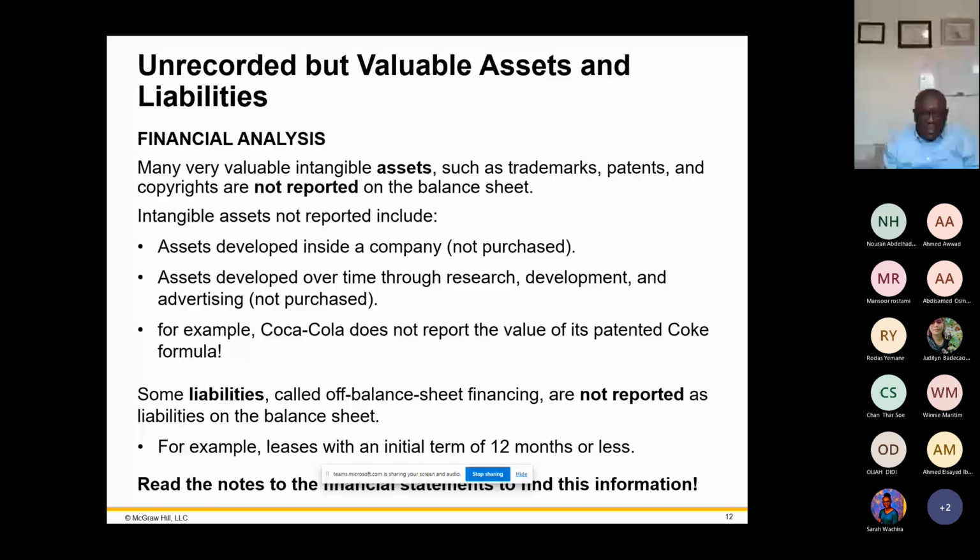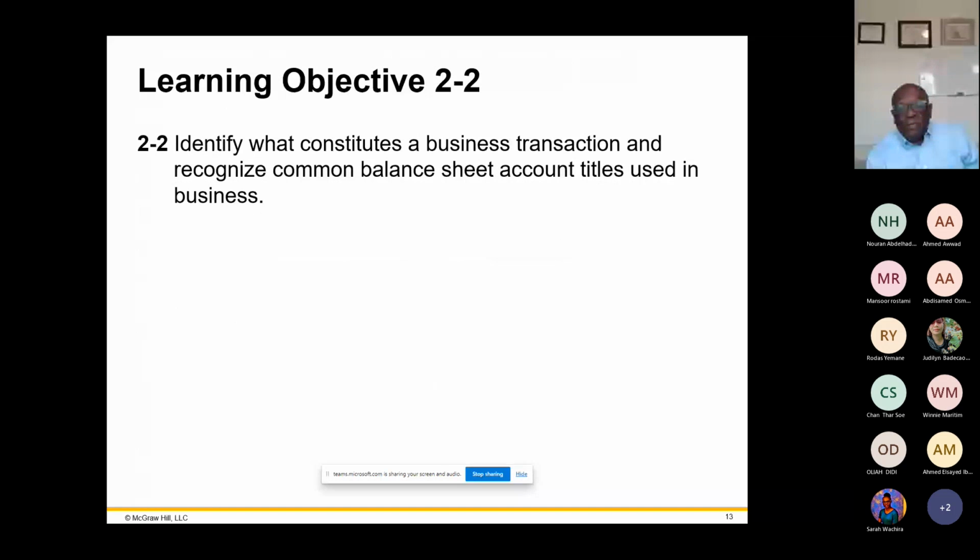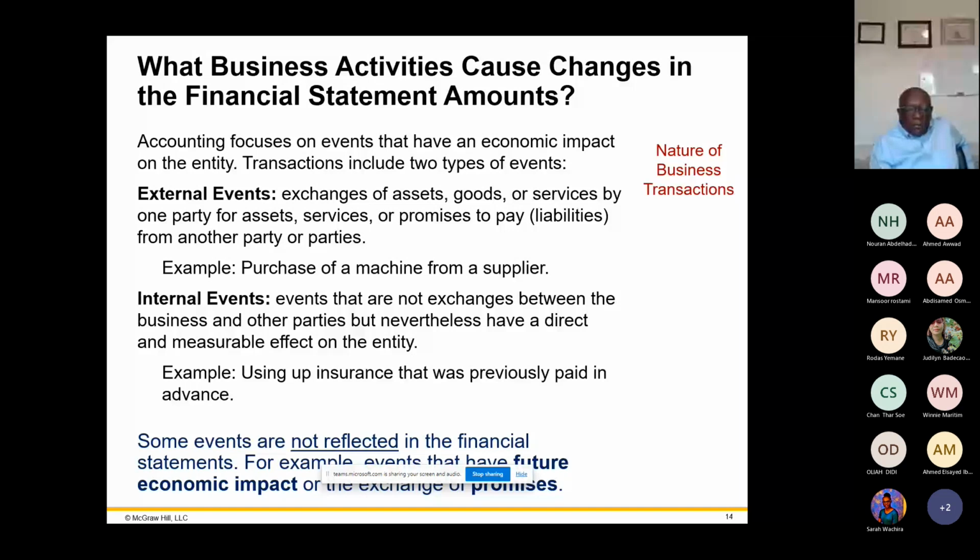All right. We will be moving fast. We identify what constitutes a business transaction and recognize common balance sheet accounting titles used in business. So what financial activity caused changes in the financial statement accounts? We have what we call external events: exchange of assets, goods, or services by one party, and promises to pay. So we have assets and liabilities that will be created to affect the balance sheet. We also have internal events that are not exchanged between businesses and other parties. That is within the internal system of the company.